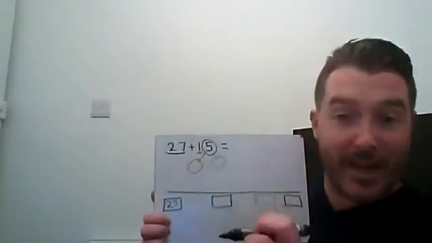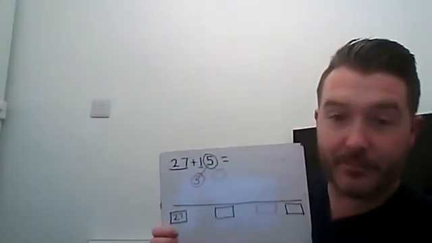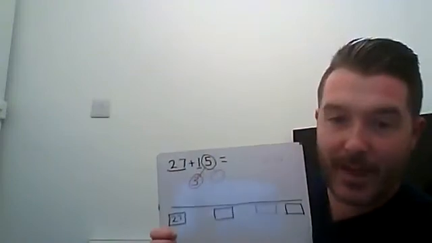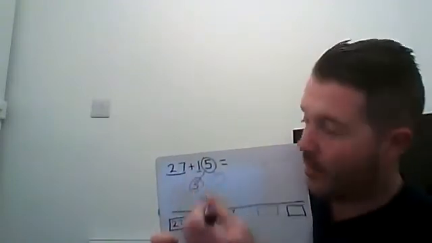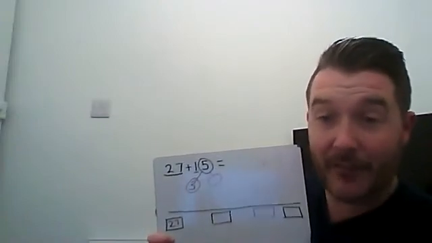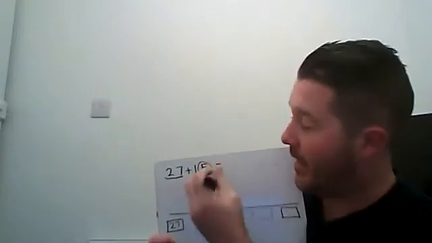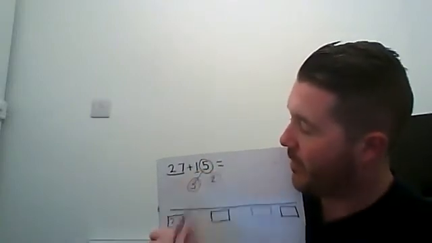7 add 3 makes 10, doesn't it? So my first part's going to be 3. Now, I know I'm making 5. 5's my whole, 3's my part. What's my other part going to be? It's going to have to be 2, isn't it? Because 3 add 2 is 5. So 2 is going to go in there.